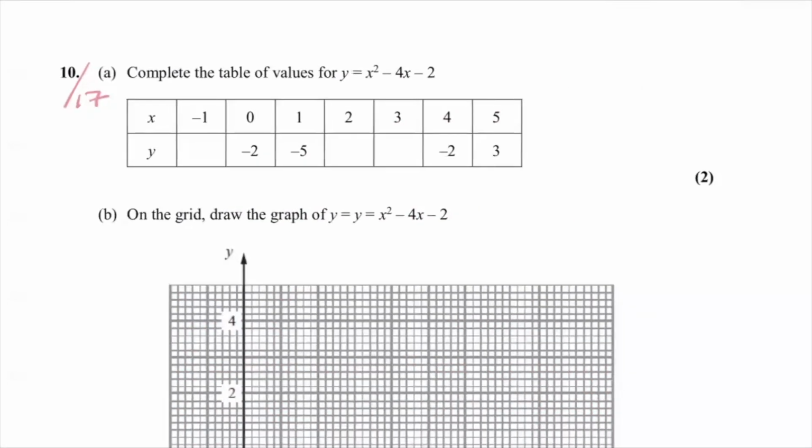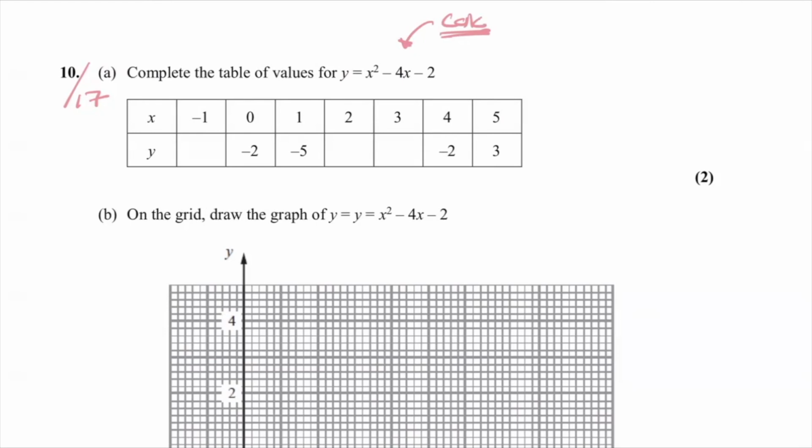Okay, so we're being asked to complete the table of values for y equals x squared minus 4x minus 2, and then draw the graph. If you know how to do this in your calculator, then use your calculator. If you don't, then that is something that you really want to learn because it's super, super helpful. If you don't know how to do it, you're going to be doing it the long way.